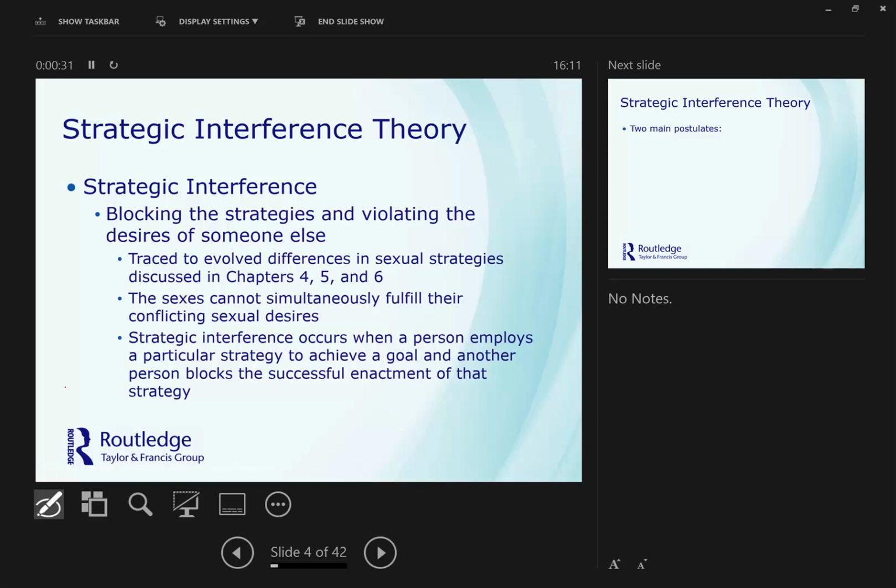If you are a male, your strategy is let's have sex as early as possible in this relationship. If you're a female, your approach is let's have sex much later in this relationship. So how do you block and interfere with the other person's approach? And again, it's because of these different sexual strategies. You can't simultaneously have sex early in the relationship for the first time and have sex later in the relationship for the first time. Those two things can't happen, because there's some difference there.